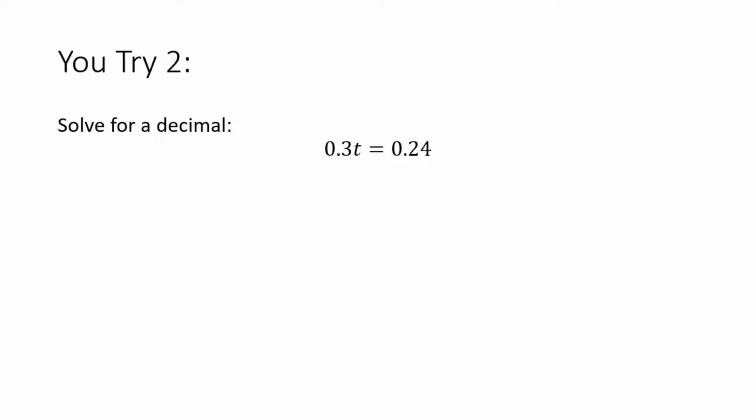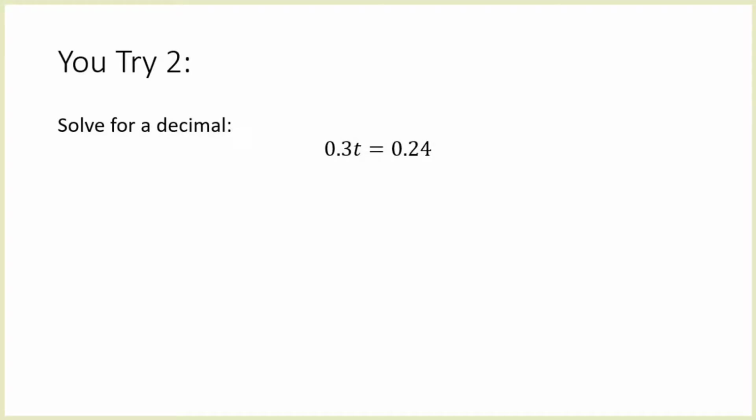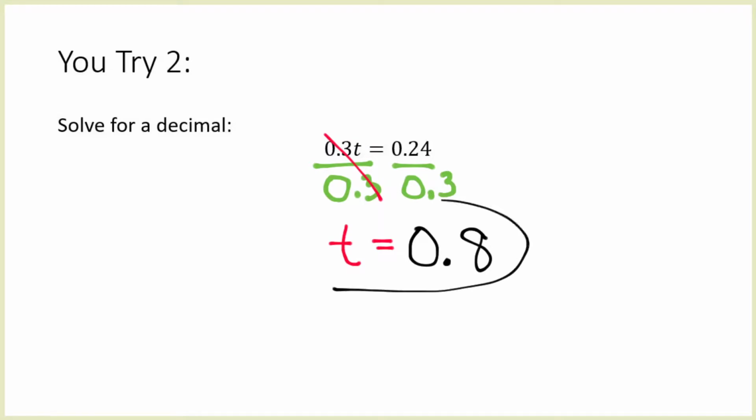Now that you've tried it on your own, let's do it together. So we want to solve for a decimal, which means I need to divide both sides by 0.3. Because what I do to one side of the equation, I have to do to the other side. 0.24 divided by 0.3 is in fact 0.8. So I'll get t is equal to 0.8.